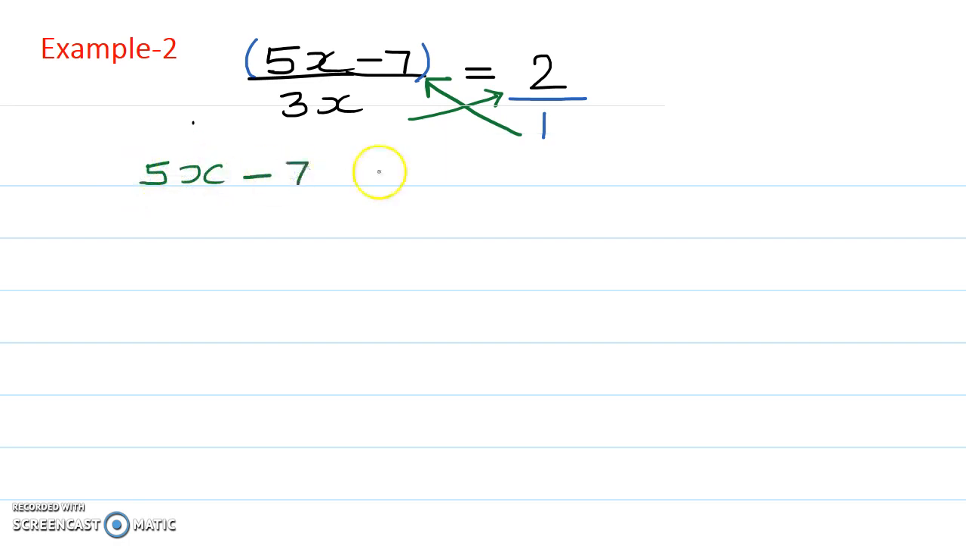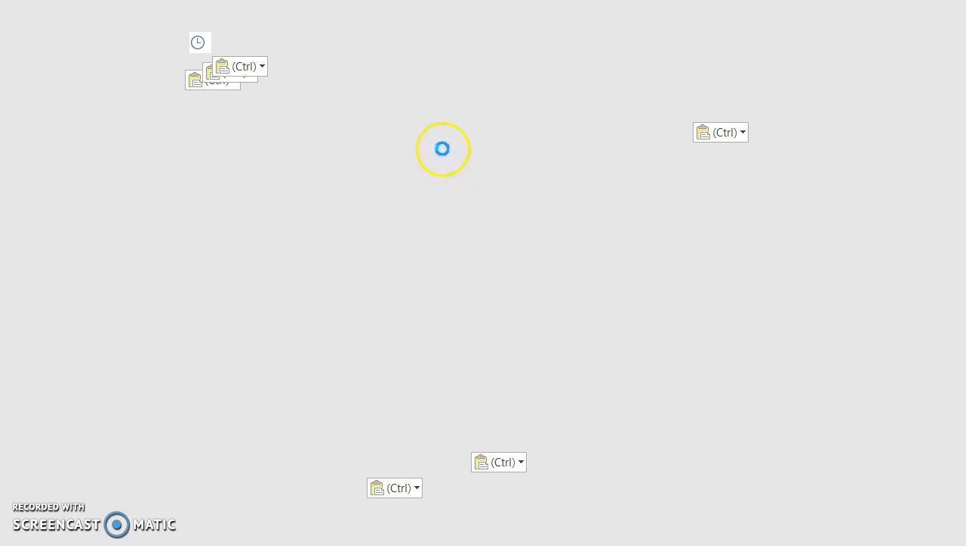1 times minus 7, that is minus 7, equal sign. And 3x times 2, that is 6x. Okay, we need to collect x on both sides. So let's see what's happening here.